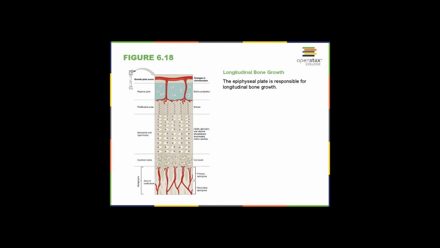So growth in length: cartilage continually grows and is replaced by bone as shown, until the hormones take effect on it and close the growth plates. Now, bone is resorbed, and that means it goes away.